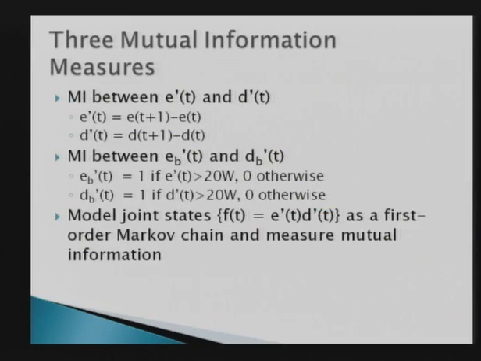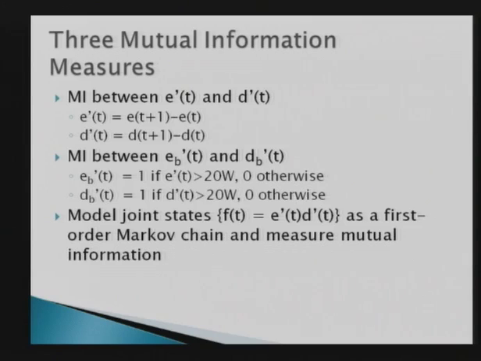So in our experiment, we did three sets of different measurements. First we want to measure the mutual information between E prime and D prime. Here E prime and D prime are the derivative of the external load and the demand load. For the other set of measurement, we try to get the mutual information between what we call the binary version of the derivative.